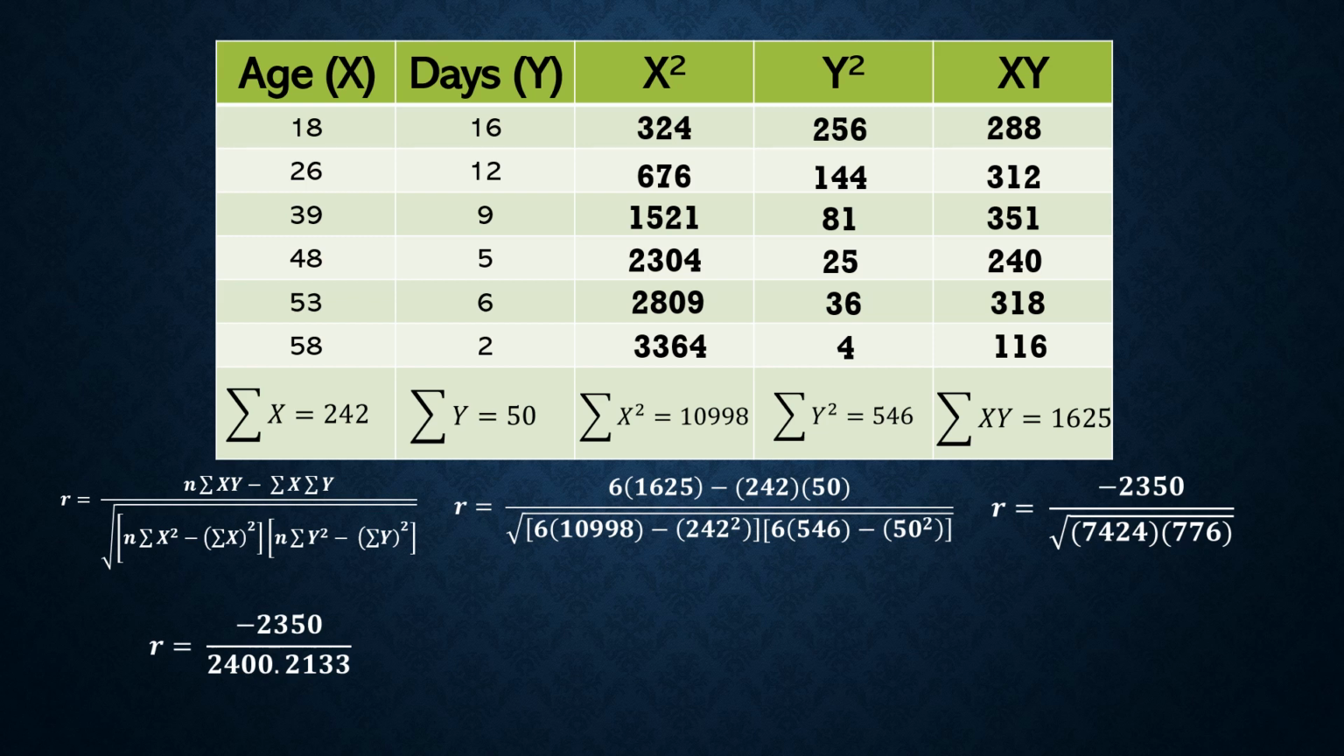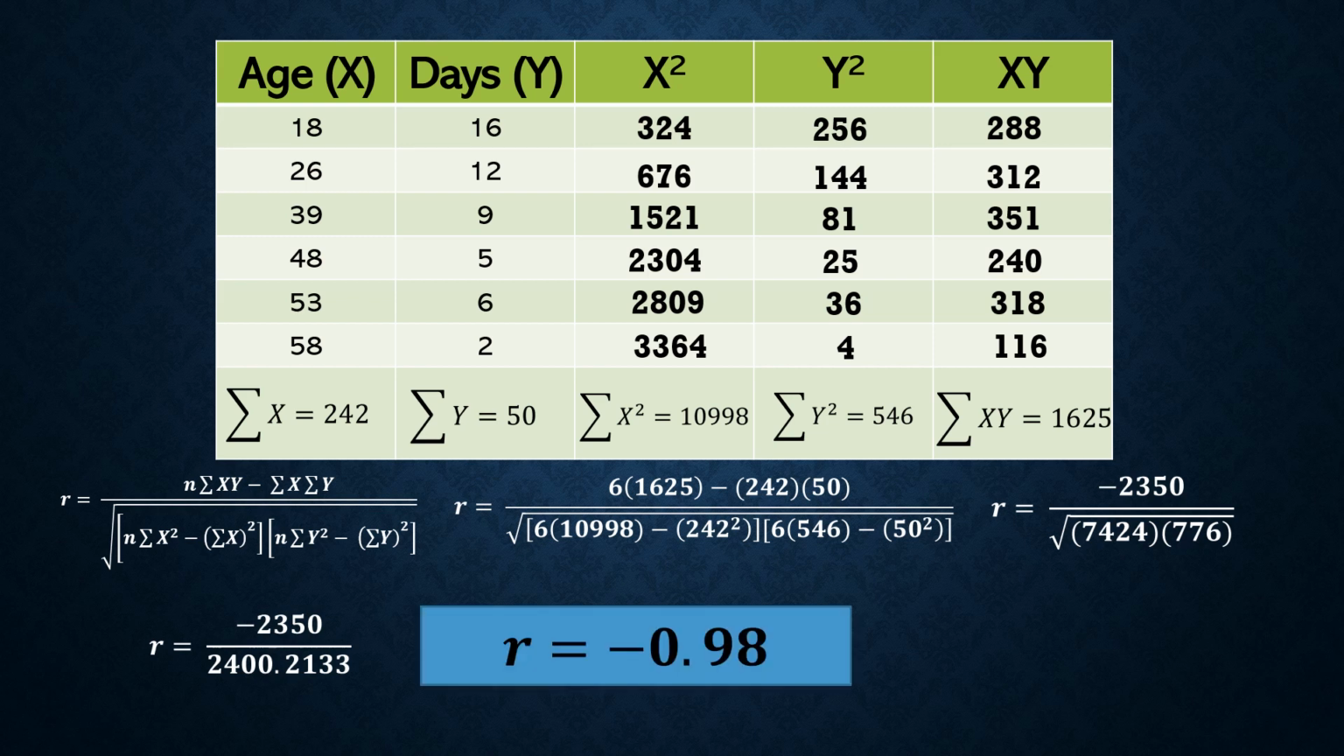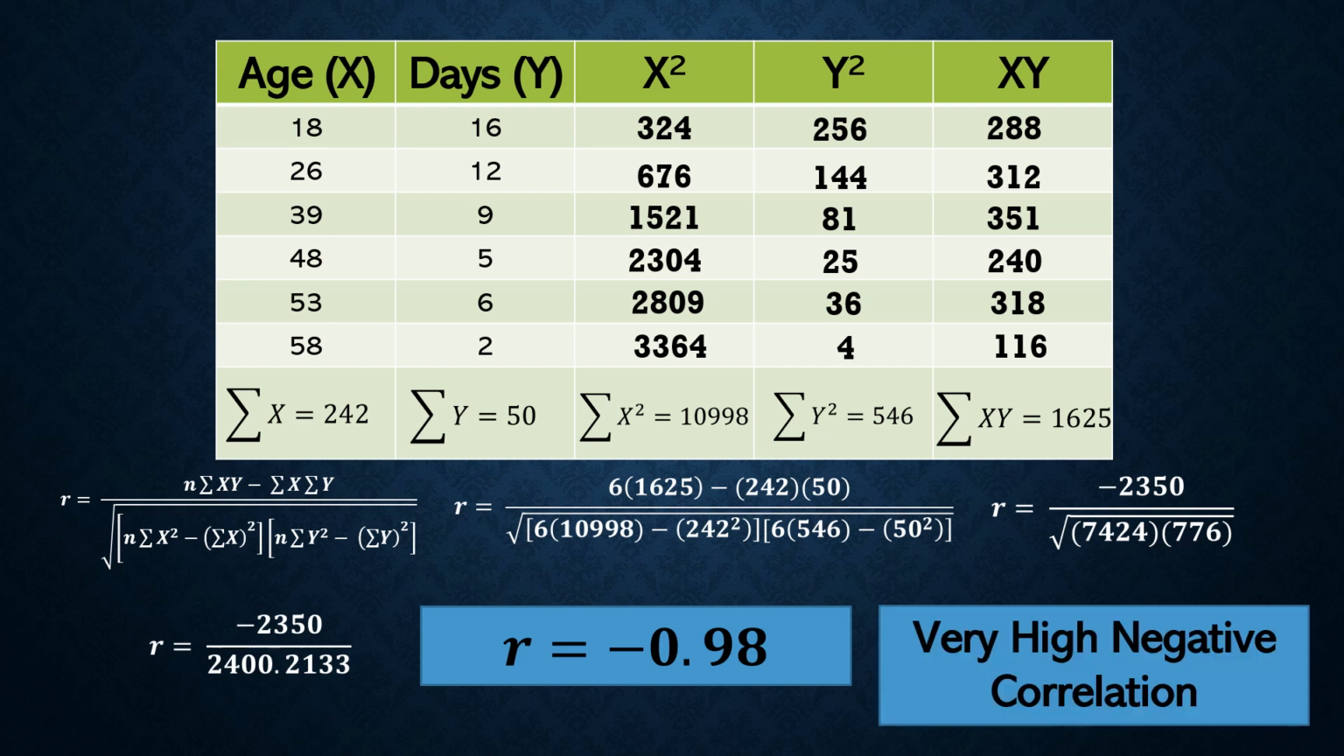Now, we can simplify this. Divide the numerator by the denominator. Negative 2,350 divided by 2,400.2133. And the answer is r is equal to negative 0.98. So therefore, we have a very high negative correlation.